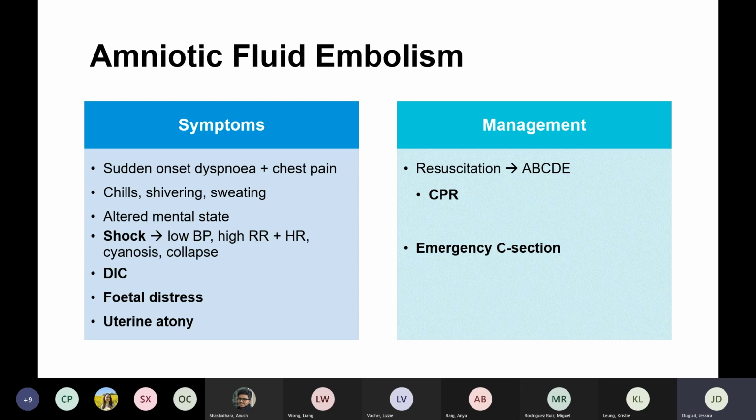If her sats are low or she's got severe shortness of breath, you start giving oxygen, and then you start basically CPR. A lot of the time these women will go into cardiorespiratory arrest, so they basically stop breathing. If you're doing CPR, what you can try and do is a left lateral tilt. So you lie the woman on her left, which relieves pressure on the uterus, because the uterus is putting pressure on the vena cava. This hopes to relieve pressure, so it improves venous return. And then you do a C-section.